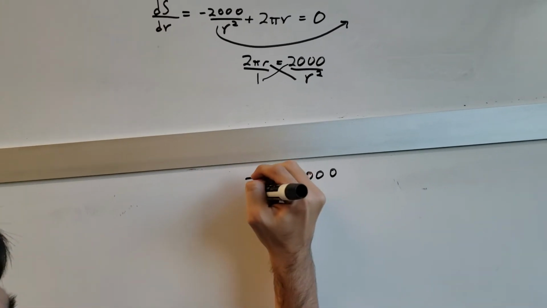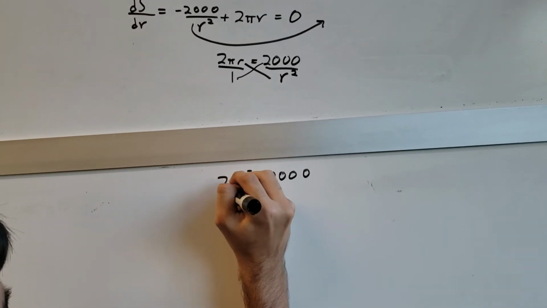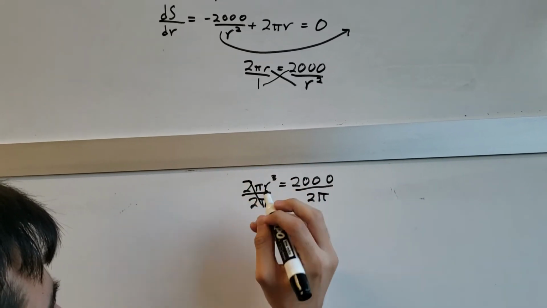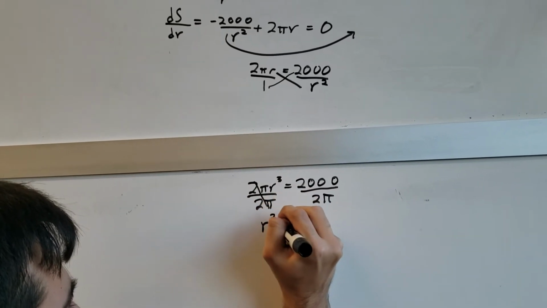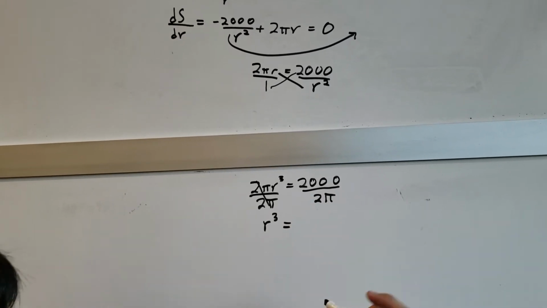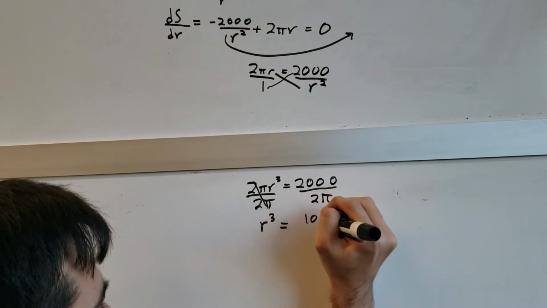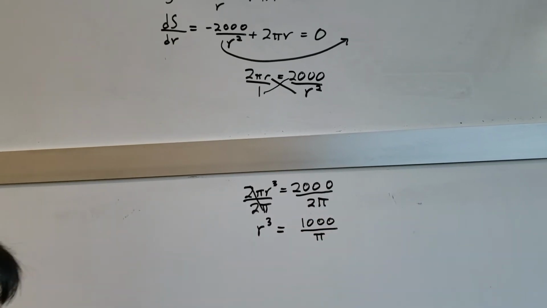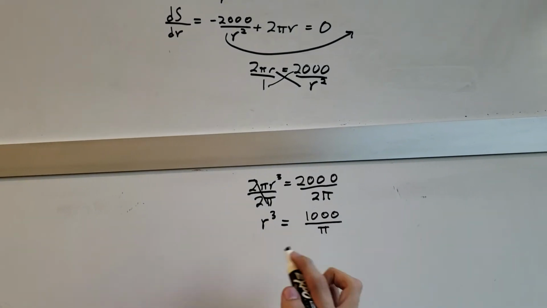I'm going to divide both sides by 2 pi. Boom, that's gone. So now you have r cubed equals, we can simplify this. So 2,000 divided by 2, that's going to be 1,000. And then you have a pi that's in the bottom. Then you take the cube root of both sides.